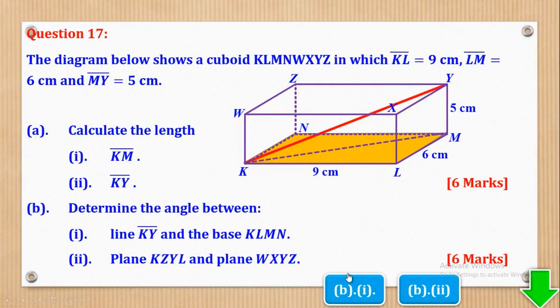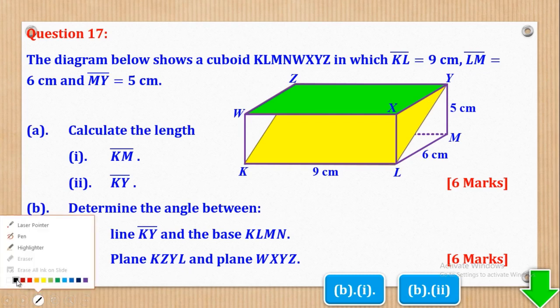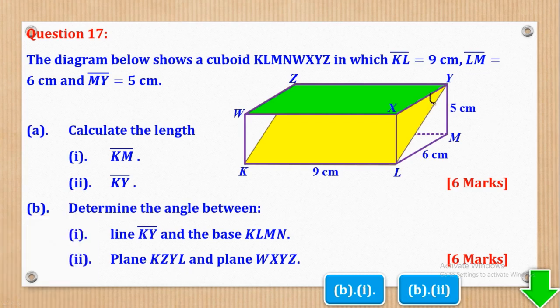So for Roman 2, let's first remove this. They said determine the angle between the plane KZYL and plane WXYZ. Now, KZYL and WXYZ. Let's first shade those two planes. So that is KZYL, I think we can see it is slanting, and also plane WXYZ. So I think you realize that the angle which is required is this angle from here up to here.